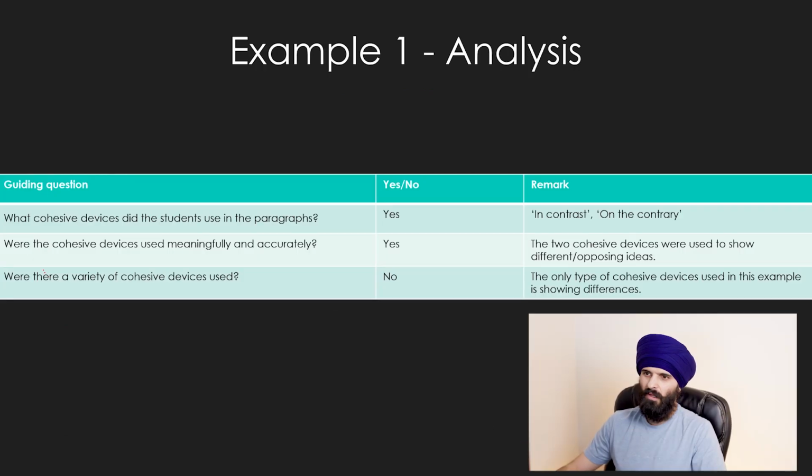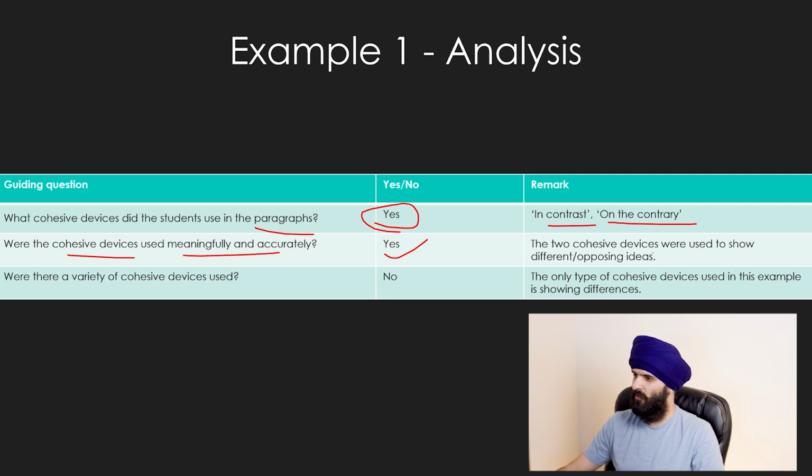Now, first of all, what cohesive devices did the student use in the paragraph? So they did use cohesive devices. They used in contrast and on the contrary, a way to kind of start things. Were the cohesive devices used meaningfully and accurately? Yes, they were. The two cohesive devices were used to show different opposing ideas.